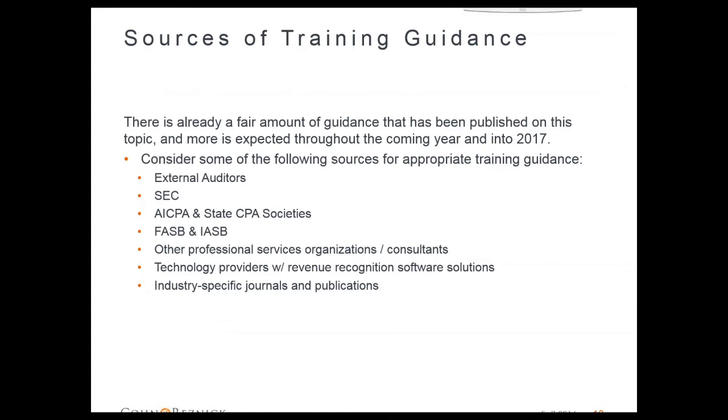Sources of training guidance. There is also a fair amount of guidance that has been published on this topic, and more is expected throughout the coming year and into 2017. Consider some of the following sources for appropriate training guidance. 1, your external auditors. 2, the SEC. 3, the AICPA and state CPA societies. 4, the FASB and IASB. 5, other professional service organizations and consultants. 6, technology providers with revenue recognition software solutions. And 7, industry-specific journals and publications.